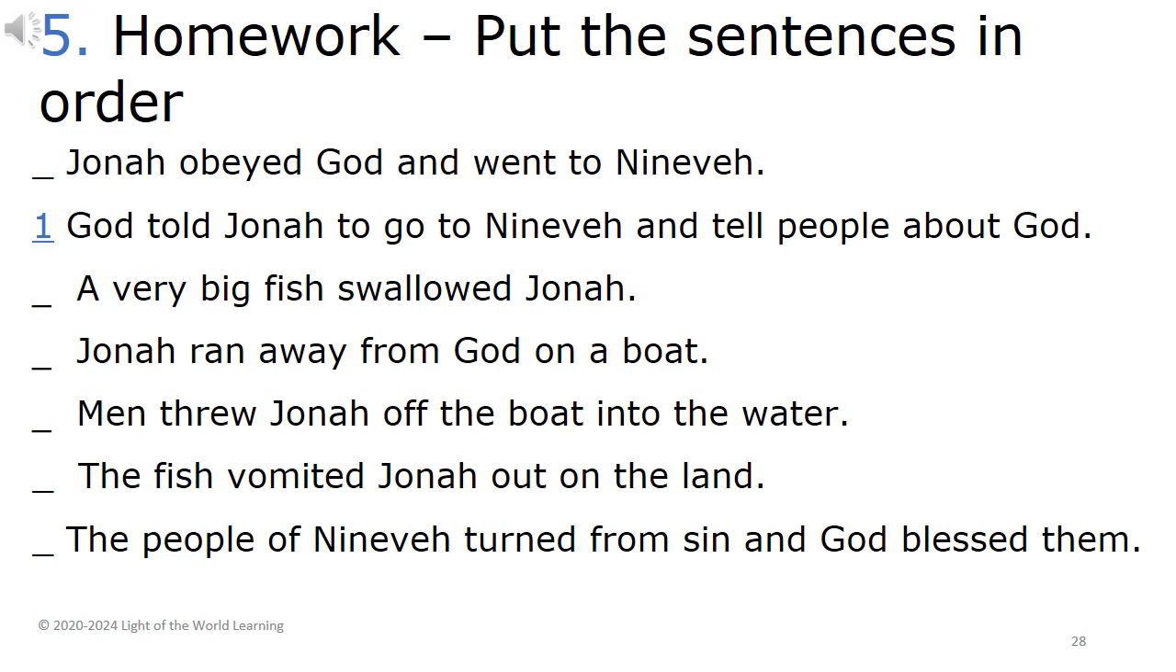5. Homework. Put sentences in order. Jonah obeyed God and went to Nineveh. God told Jonah to go to Nineveh and tell people about God. A very big fish swallowed Jonah. Jonah ran away from God on a boat. Men threw Jonah off the boat into the water. The fish vomited Jonah out on the land. The people of Nineveh turned from sin, and God blessed them.